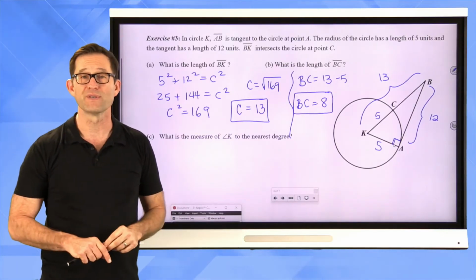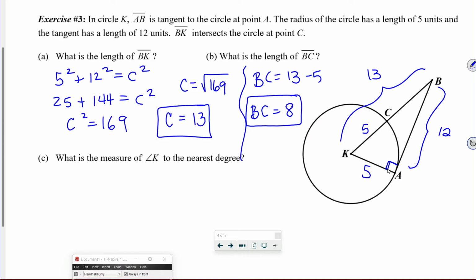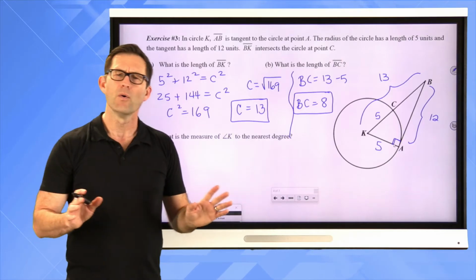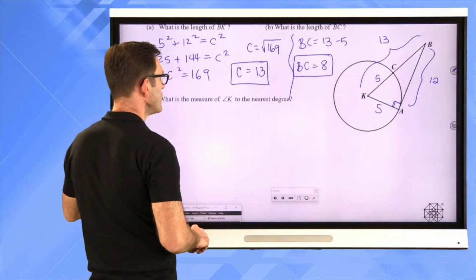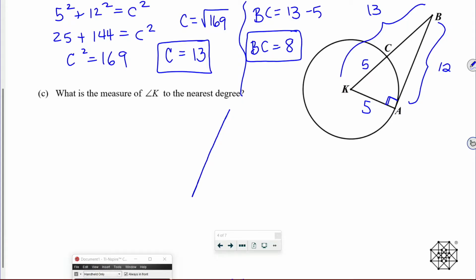Now let's take a look at letter C. What is the measure of angle K to the nearest degree? All right, well, let's take a look at what we have right now. What we've got at this point is a right triangle, something that looks like this. We know that's 5, we know that's 12, we know that's 13, that's K, that's A, that's B, and I want to know the measure of angle K to the nearest degree.